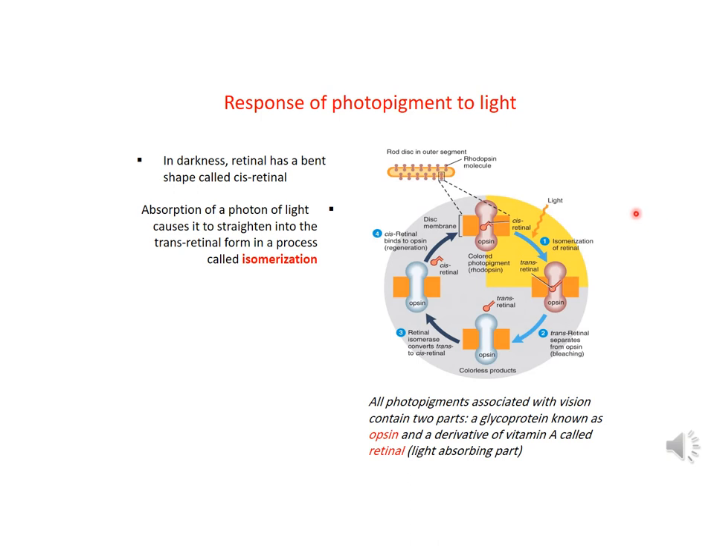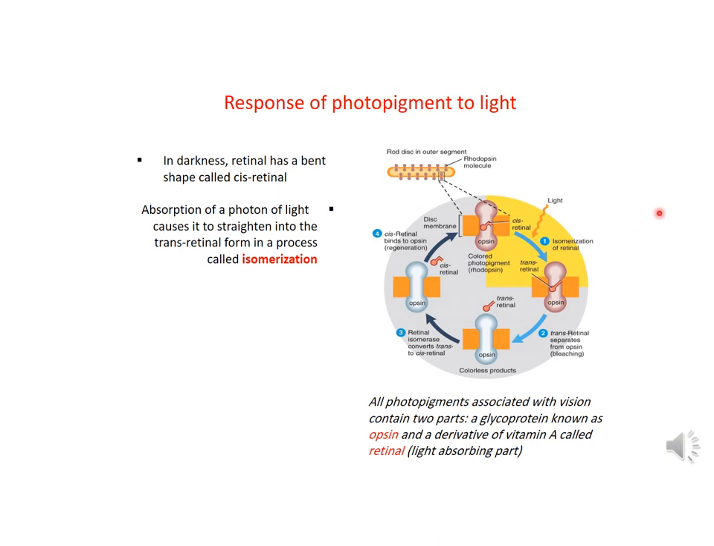This cisretinal is going to be converted by light. It is going to be transformed from the cisretinal configuration into something called transretinal. So, with exposure to light hitting the photoreceptors, the rhodopsin molecule that contains the cisretinal is going to be changed by a process called isomerization of retinal into transretinal.